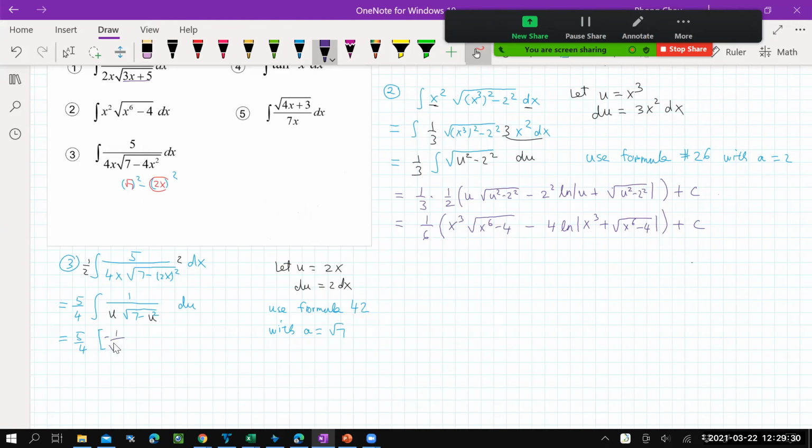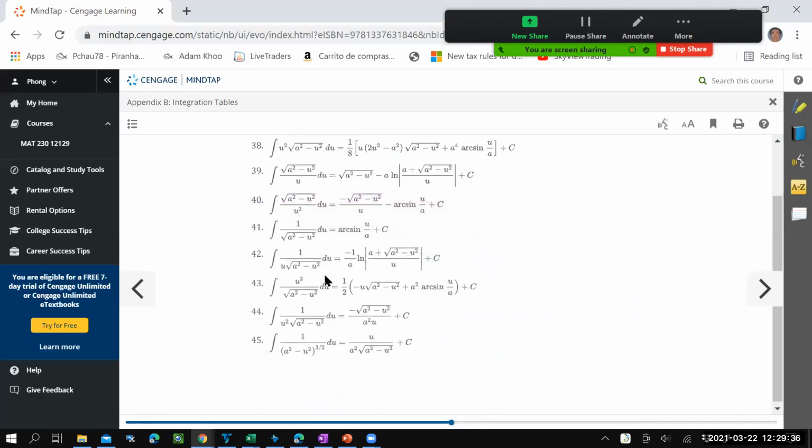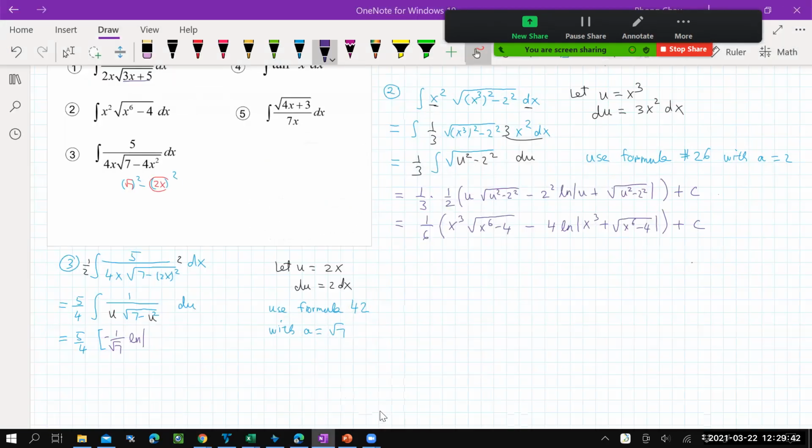-1 over a square root of 7 natural log of, and what's inside is a plus the square root of u. A again is square root of 7, plus the square root of 7 minus u squared there, absolute values. Okay, so that is from the formula plus the constant. I think that's all. Then we just need to simplify a bit and do back substitutions.